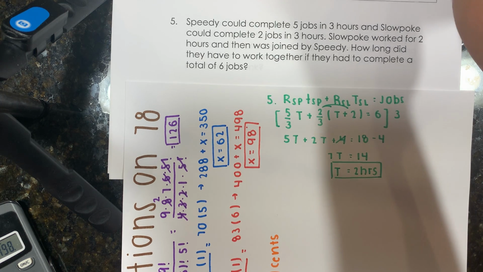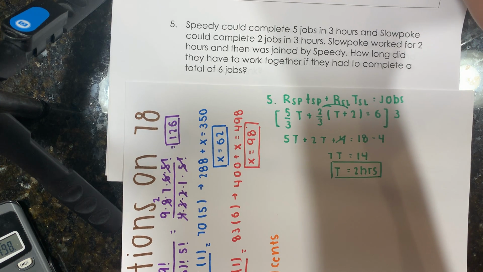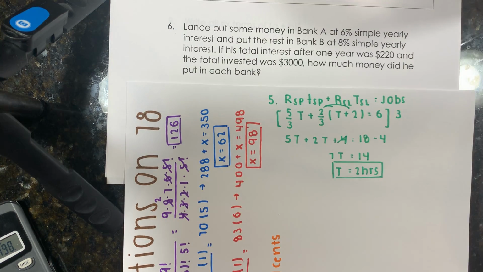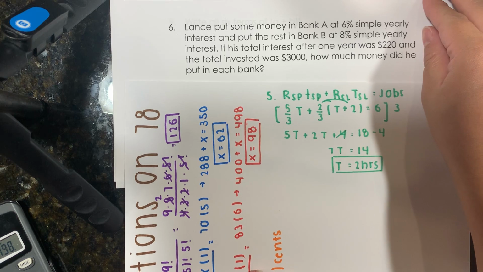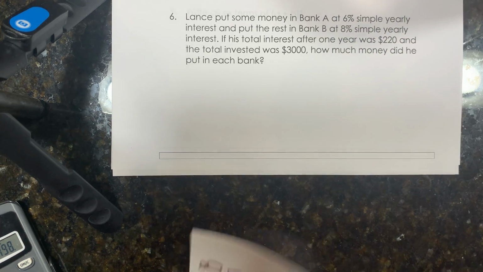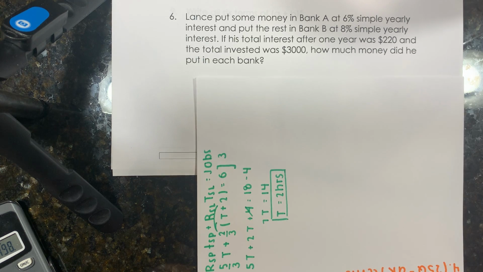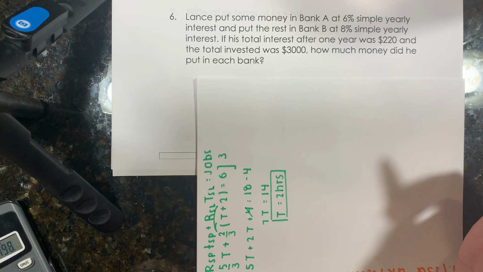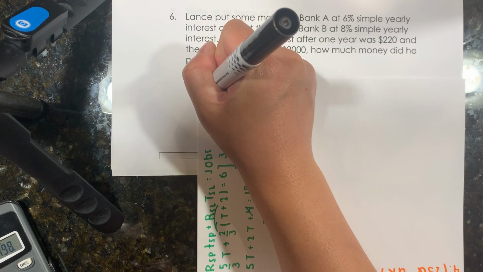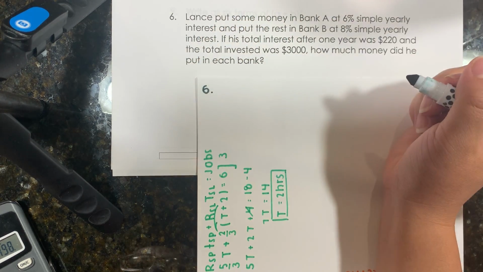Now moving on, we're going to look at numbers 9 and 10, number 6 first. Lance put money in Bank A at 6% simple yearly interest and put the rest in Bank B at 8% yearly interest. If his total interest after 1 year was $220 and the total invested was $3,000, how much money did he put in each bank? So number 6 is actually going to turn into a substitution or elimination problem.